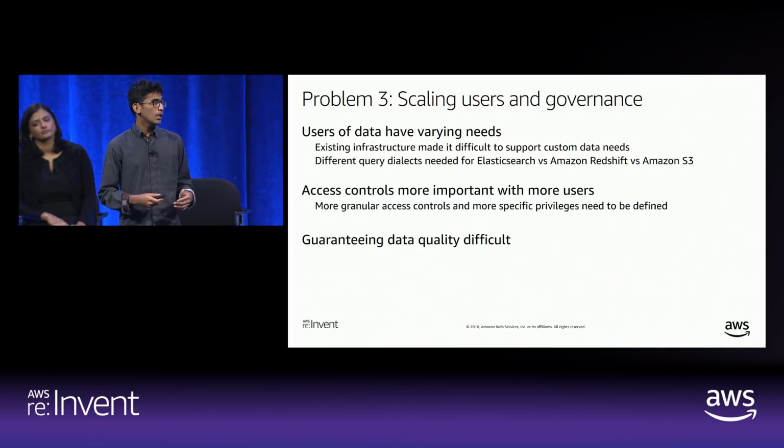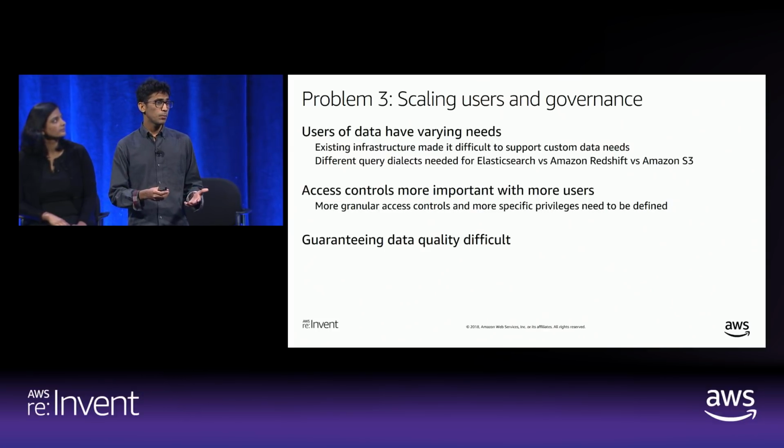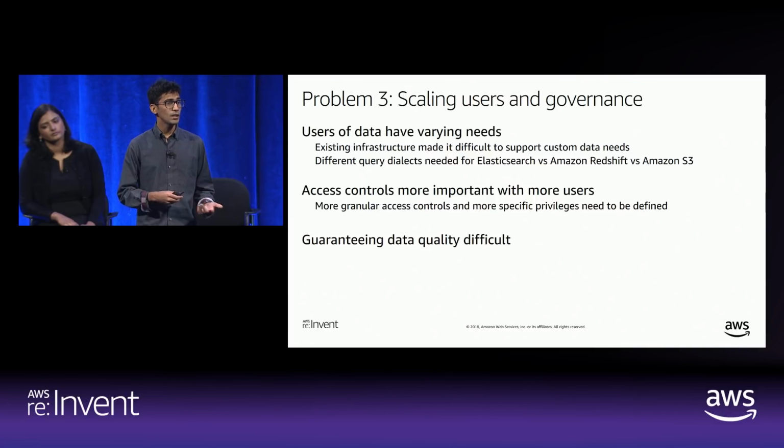In addition, guaranteeing data quality was becoming more and more difficult. Since we didn't have a central place where schema evolution was being tracked, since we didn't have a central repository of all the different transformations that had occurred on the data, it was very hard for someone to know what the data lifecycle had been when they were actually using it.